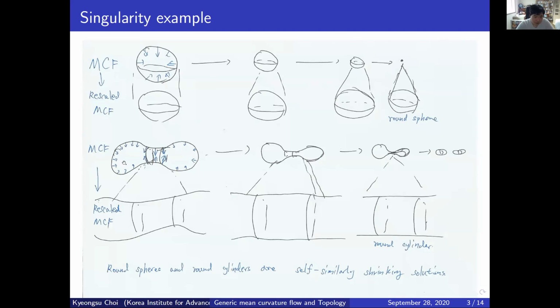Similarly, if we consider initial data that looks like a dumbbell, then you can see that we have high curvature in this neck. So in the neck, we have a high speed compared to the other parts. So the neck shrinks faster than the other parts. It will develop this kind of singularity and get disconnected. And we have some solution beyond the singularity, hopefully.